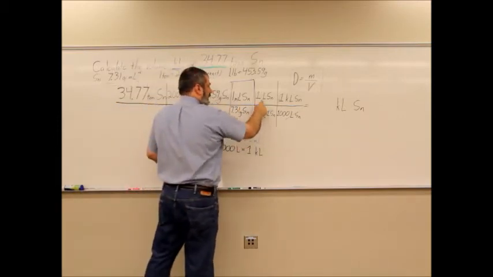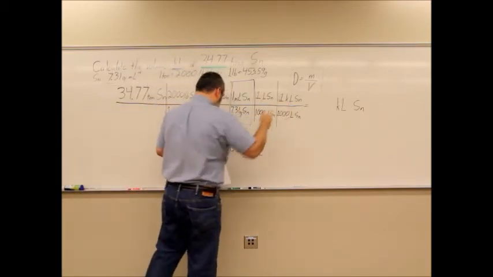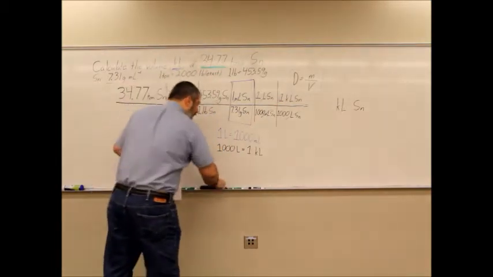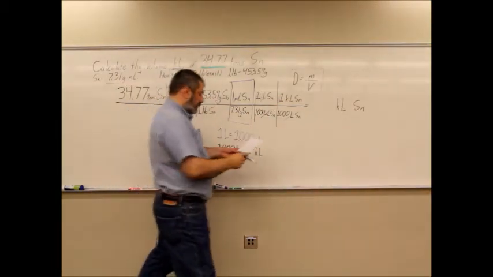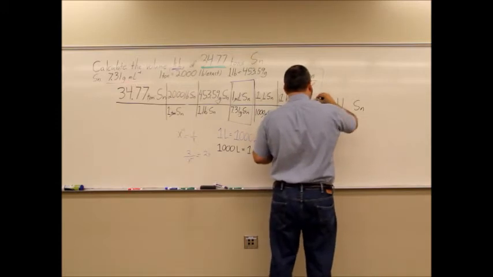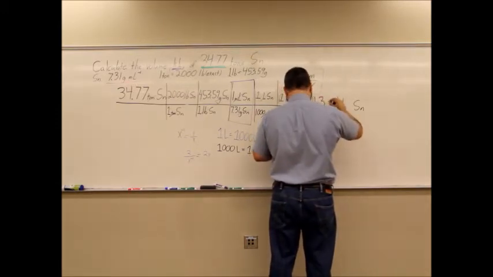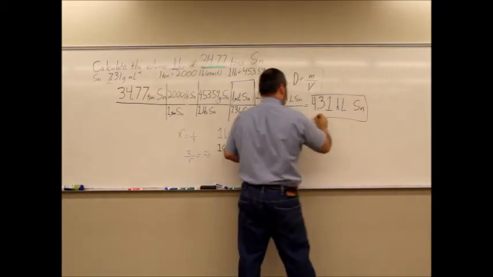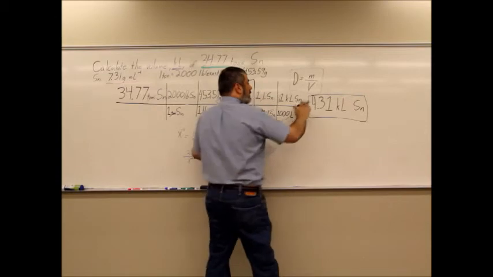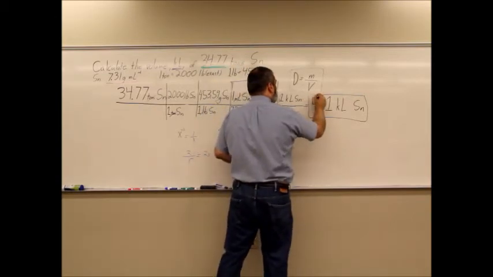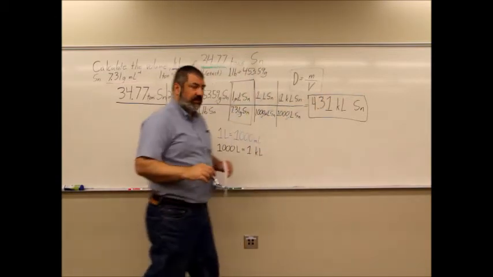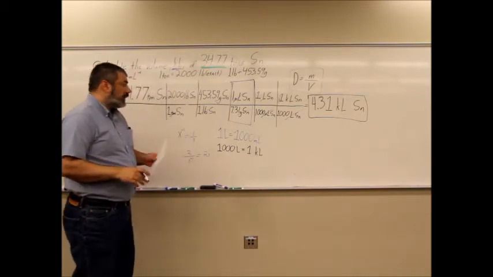Milliliters cancel liters, liters cancel kiloliters. So when all is said and done, you will plug these numbers into your calculator, and if you round to the correct number of significant figures, you get 4.31 kiloliters of tin.